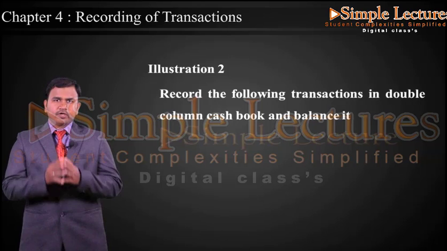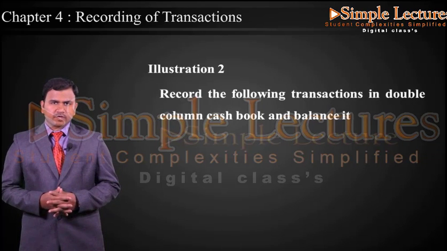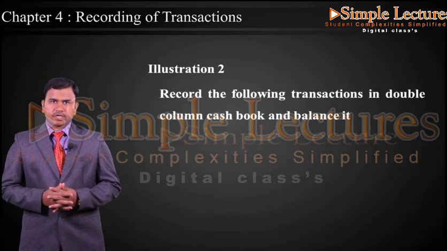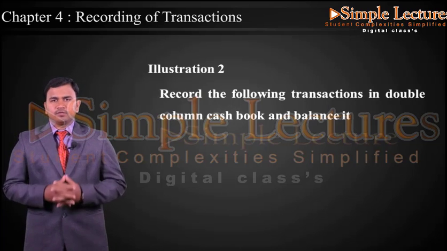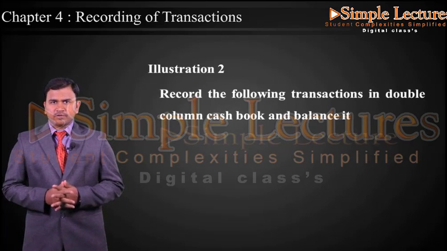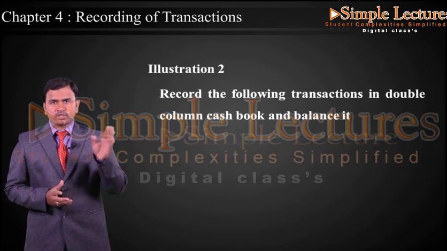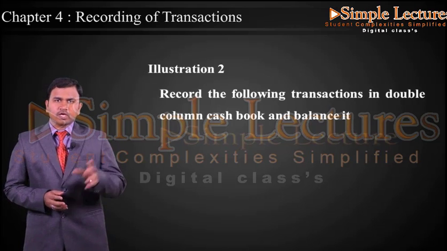Let us take one more illustration where we have to prepare a double column cash book. So now we have the following transactions for which we have to prepare a double column cash book. So now coming to double column cash book, what is the difference between the single column and the double column here? When coming to the single column, we are going to consider all the cash as well as bank transaction in only one amount column.